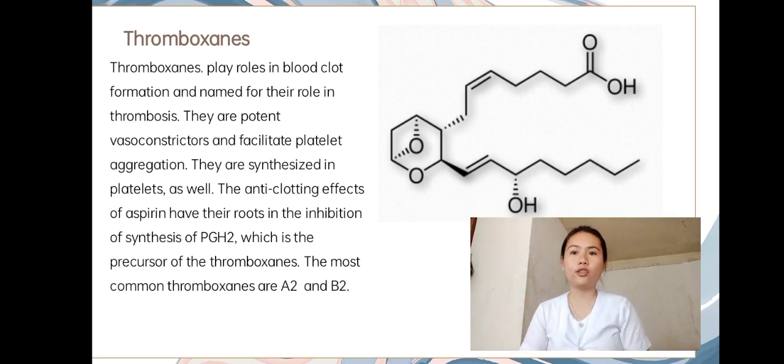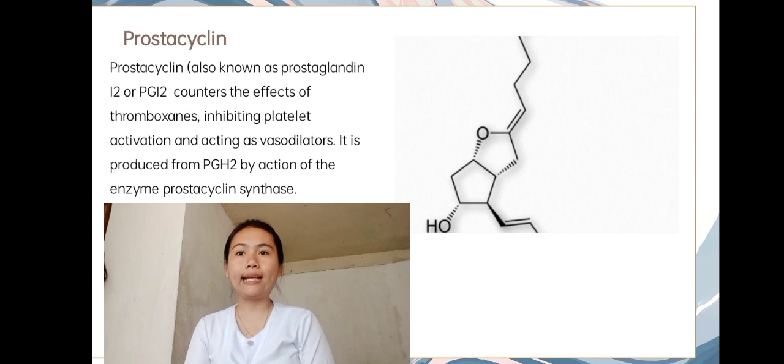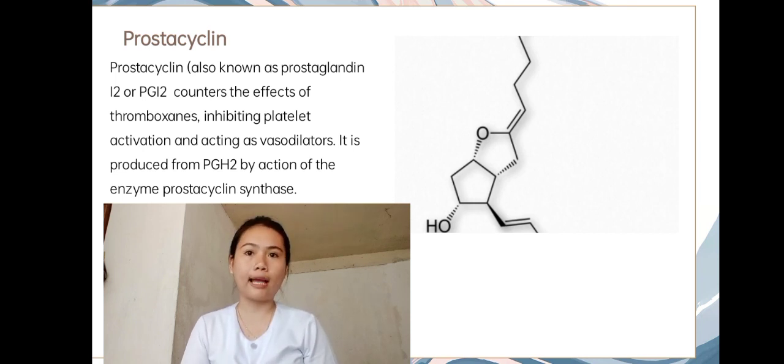The anti-clotting effect of aspirin has its roots in the inhibition of the synthesis of PGH2, which is the precursor of the thromboxanes. The most common thromboxanes are A2 and B2. Ma-help na siya to the inhibition of the PGH2. Prostacyclins are produced from the PGH2 by the action of the enzyme prostacyclin synthase.